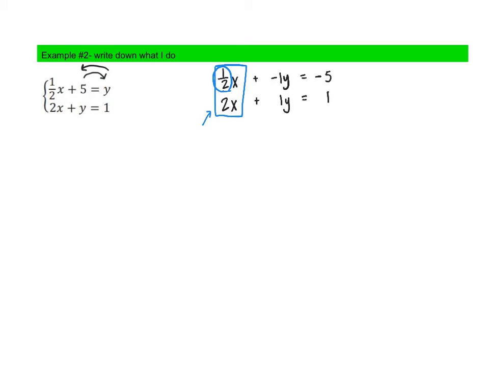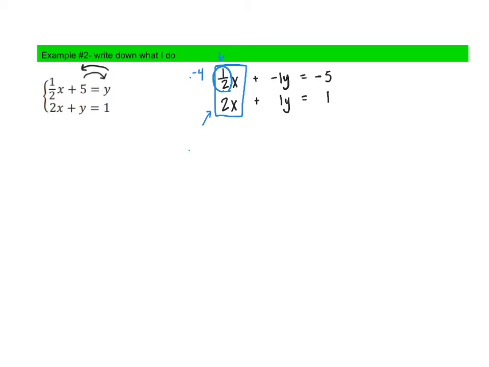How am I going to do that? How do I get 1/2 to become negative 2? What do I multiply it by? Well, if I want it to be a negative 2, I would have to times it by 4, and I would have to times it by negative 4. So this entire top equation is going to be multiplied by negative 4, so that this becomes negative 2x.